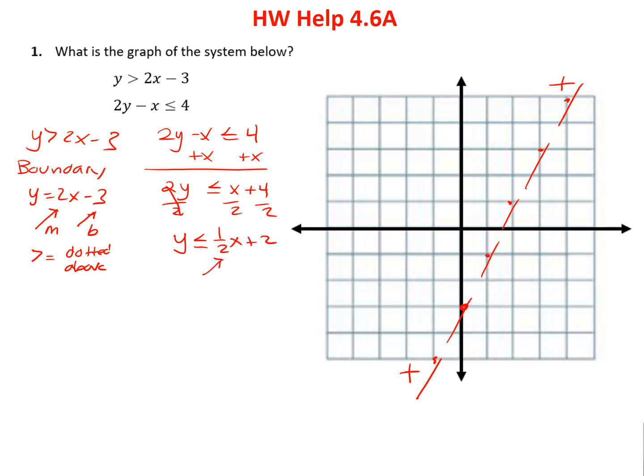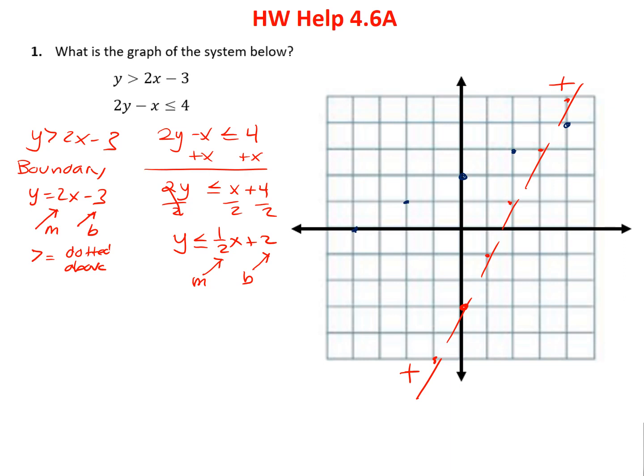So once again, now we can see there's our slope, 1/2, and there's our y-intercept, 2. So let's graph that. We're going to graph that one in blue. So I go up to 2, and then my slope is 1/2. So it's up 1 over 2, up 1 over 2, and then back this way, of course, again.